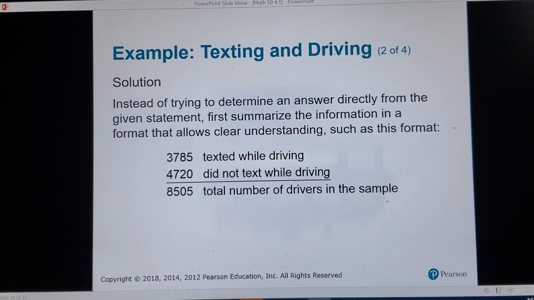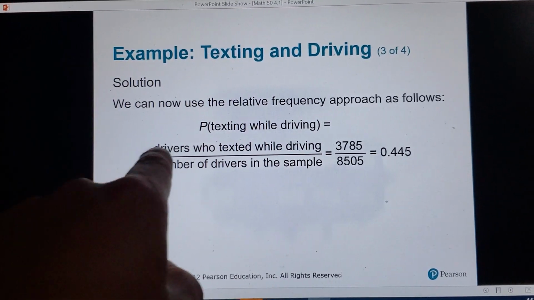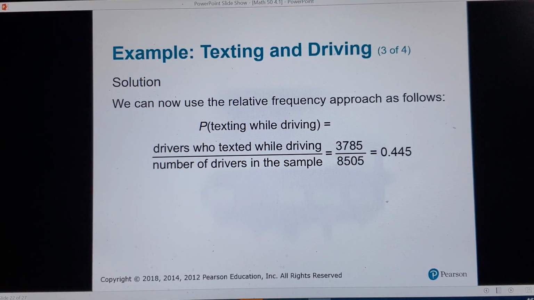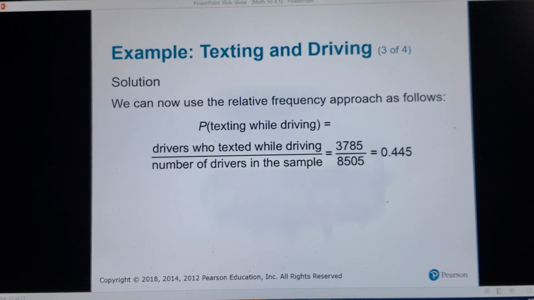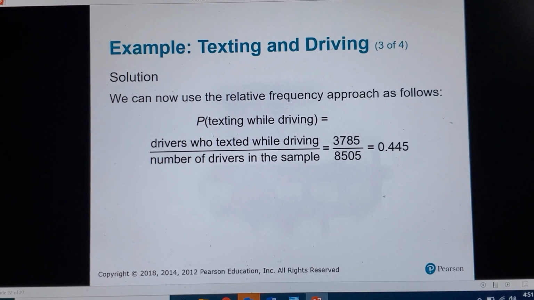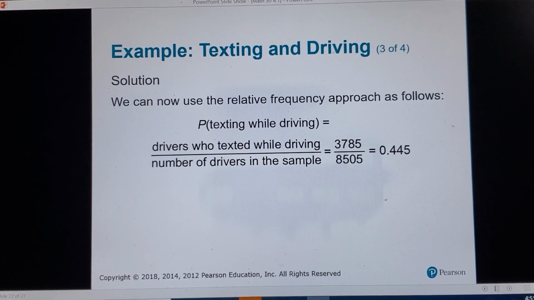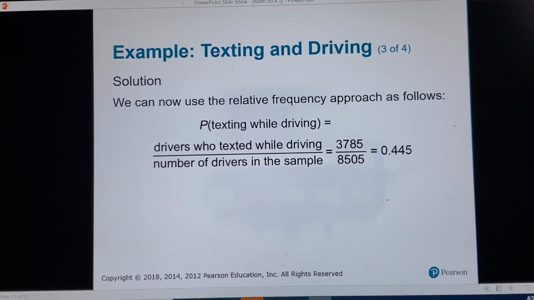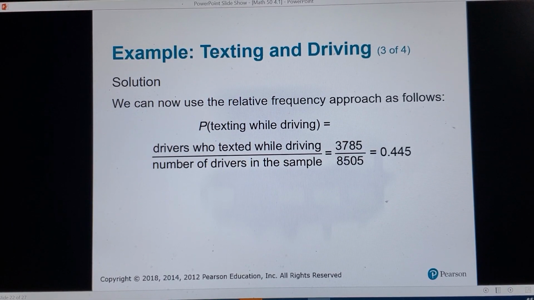But from those 8,505, 3,785 were texting. So if I calculate the probability, it's how many ways it actually occurred. I'm trying to find the probability of texting while driving. How many times did that occur? That occurred 3,785 times, out of 8,505. So here's my probability. There's a 0.445 chance that if you randomly select from those 8,505 students, one of them was texting.